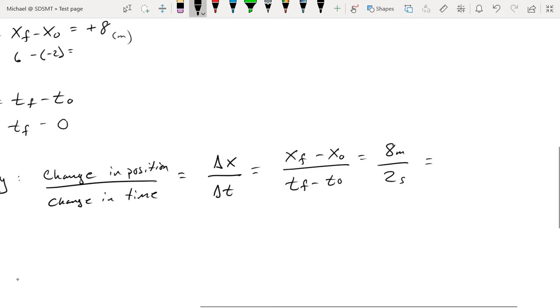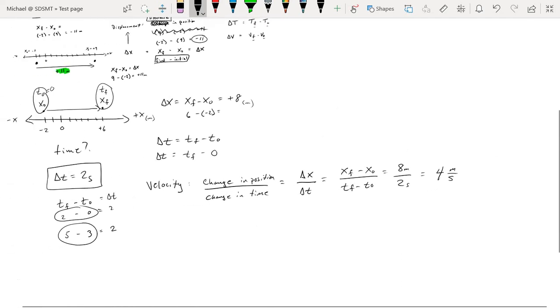8 divided by 2 makes for 4. The units are going to stick around. And we now have an expression for velocity in meters per second. This object had a velocity of 4 meters per second. So for every second that goes by, this object is going to displace by positive 4 meters.